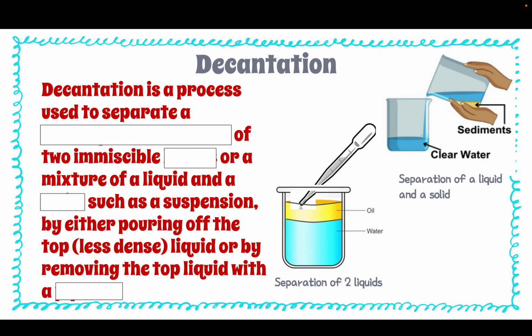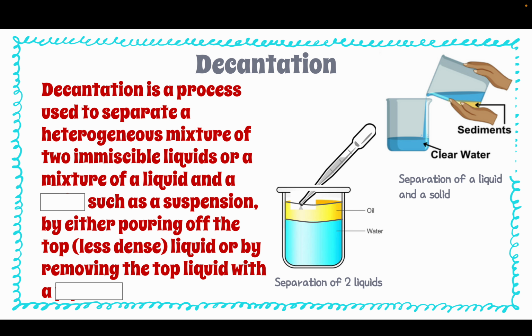And lastly, for our separation of mixtures portion of these notes, we're going to talk about decantation. Decantation is a process used to separate a heterogeneous mixture of two immiscible liquids. Immiscible means that they are not soluble in each other. They form layers, like you can see in the picture. Or you can use decantation to separate a mixture of a liquid and a solid, such as a suspension. You can separate these mixtures by either pouring off the top less dense liquid or by removing the top liquid with a pipette.